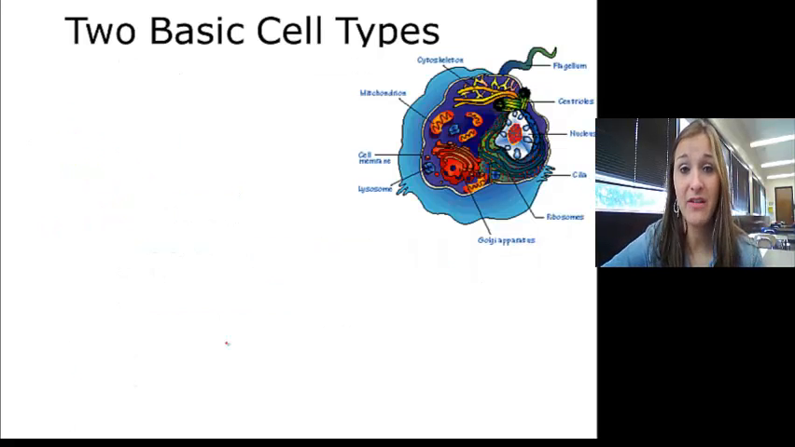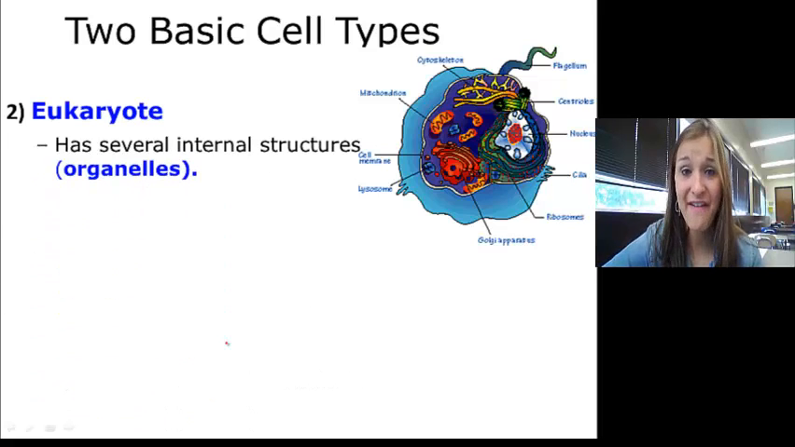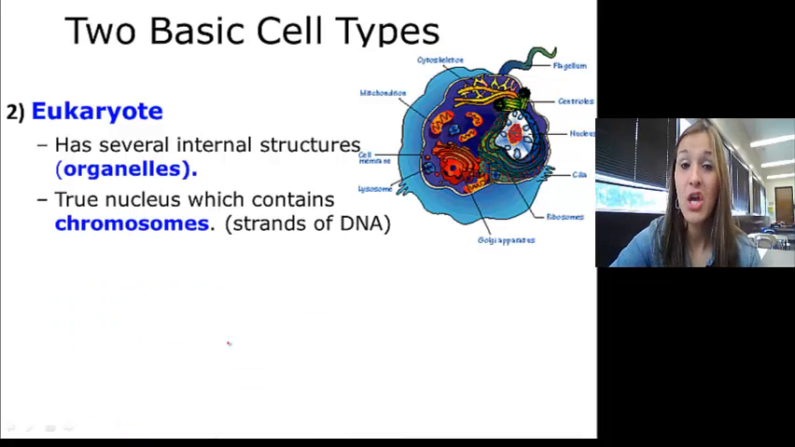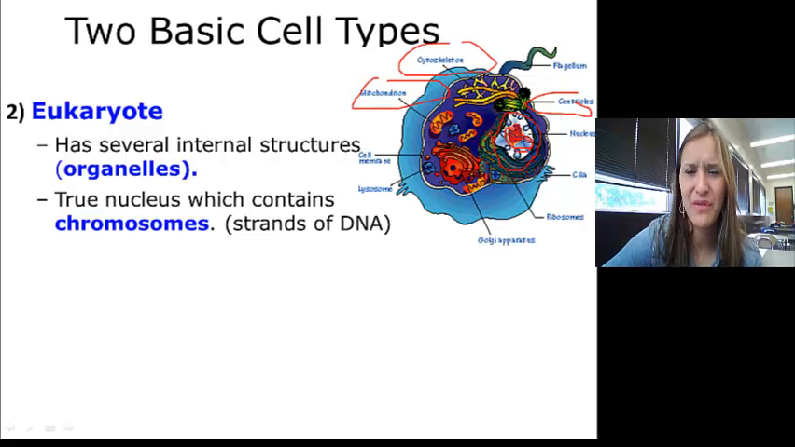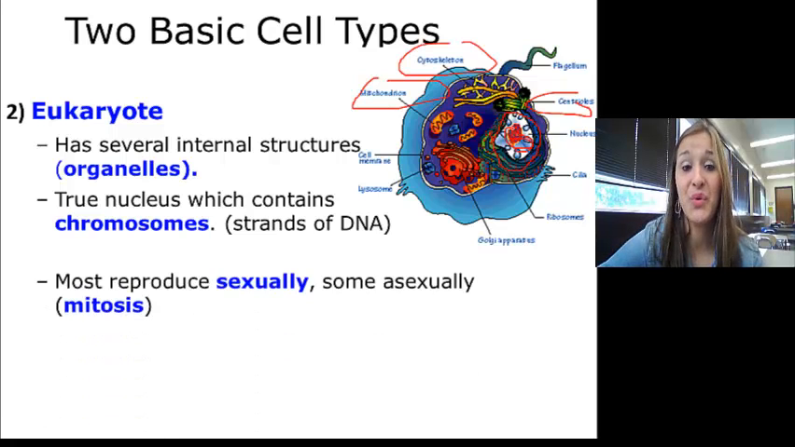The other types of cells are called eukaryotes. Eukaryotes are the exact opposite. They have a nucleus and they have organelles. Just take a look at this cell right here. It looks a lot more complicated. It has a mitochondria, it has a cytoskeleton, it has centrioles. All of these things right here are organelles that make up the cell. And most importantly, the main difference is that it in fact has a nucleus. You can see the nucleus right here. The nucleus is what holds the DNA inside. So instead of just floating around, it's inside of the nucleus.